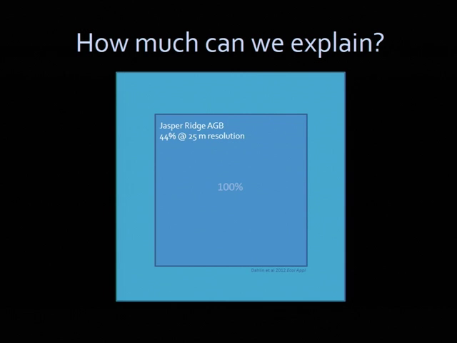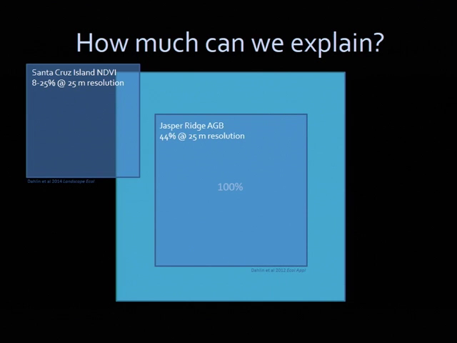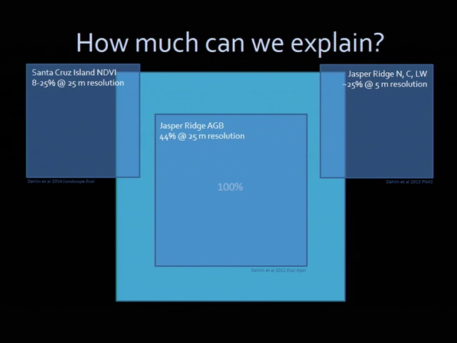Like I said, we did these types of analyses at a bunch of other sites. On Santa Cruz Island, it turned out that at 25 meter resolution, we could only explain between 8 and 25% of the variation using all of that data and NDVI, another vegetation measurement. When we looked at Jasper Ridge foliar chemical traits, again not including spatial autocorrelation, we could explain about a quarter of the variation.